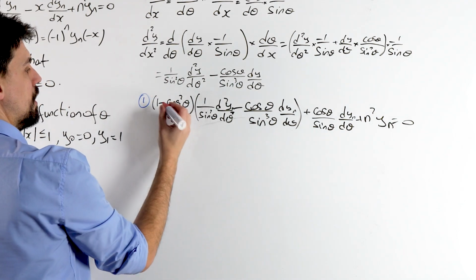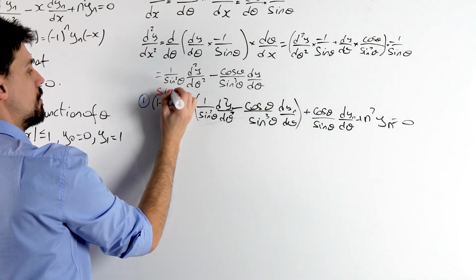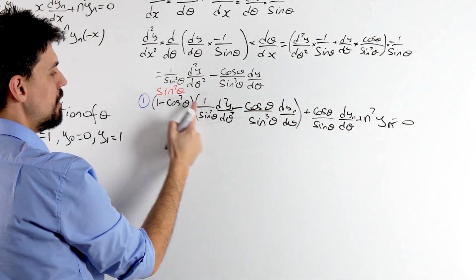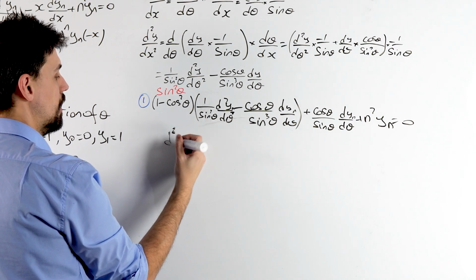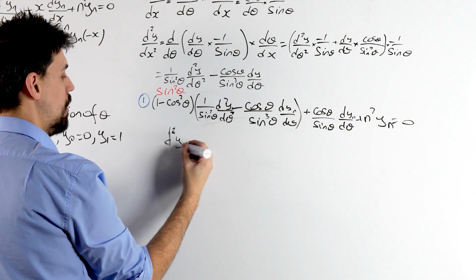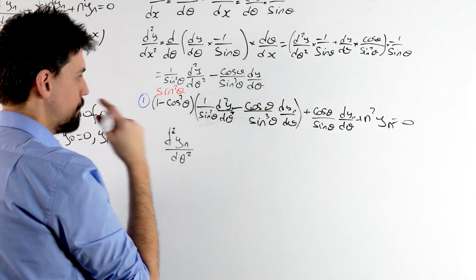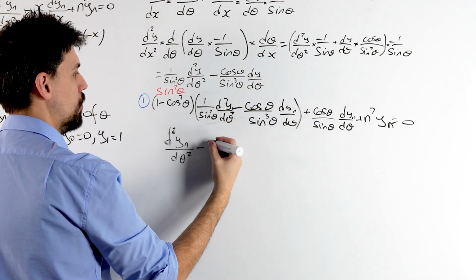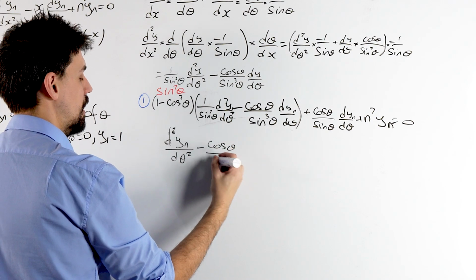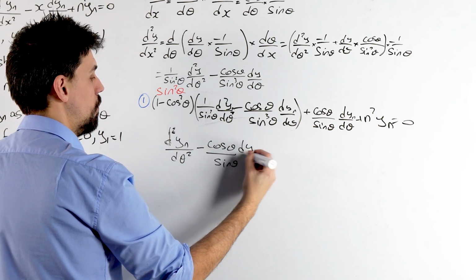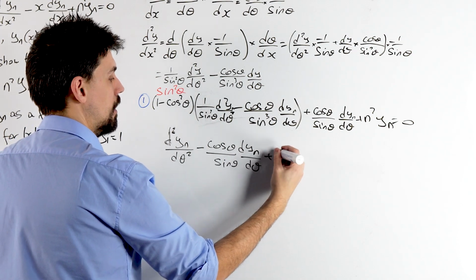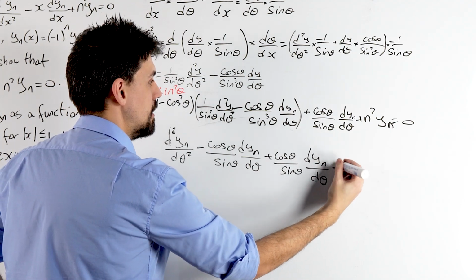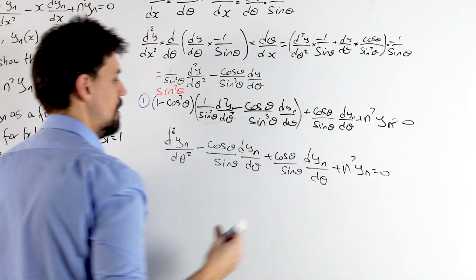The more astute amongst you will, of course, realize that 1 minus cos² is sin². And what's going to happen? I get sin² divided by sin², which will give me d²yₙ/dθ². Now, what do I get? Tell you what, I think we're going to have to rub out the board anyway. So minus cos θ over sin θ dyₙ/dθ plus cos θ over sin θ dyₙ/dθ plus n² yₙ equals 0.